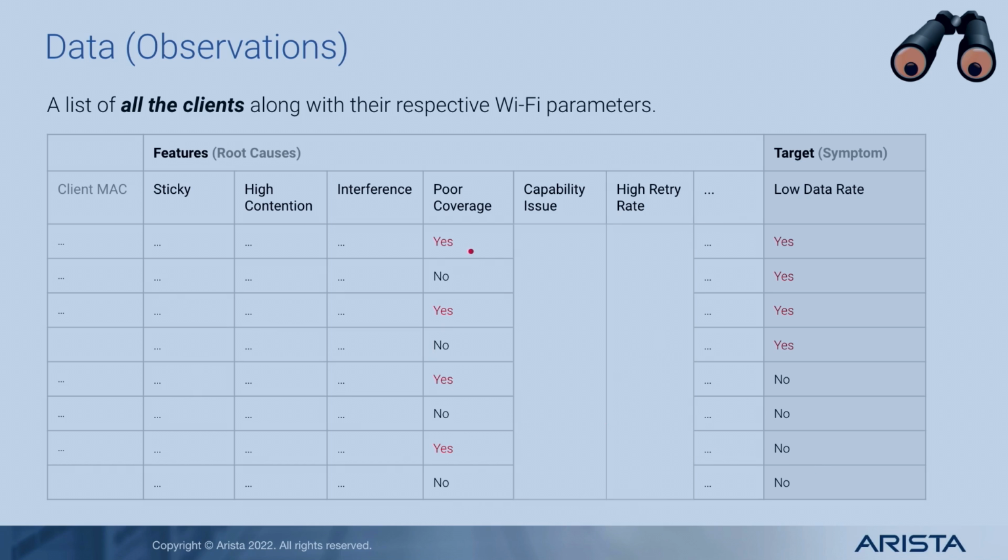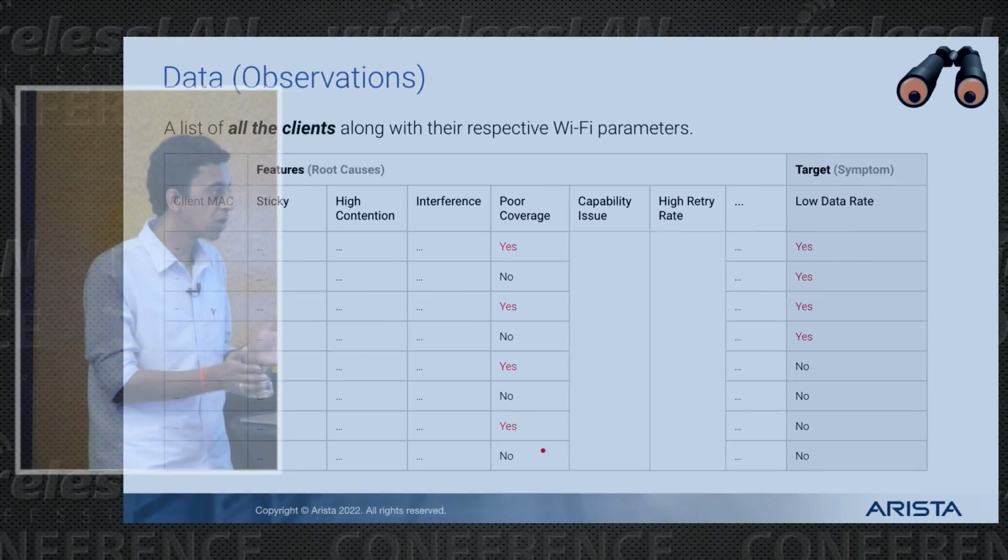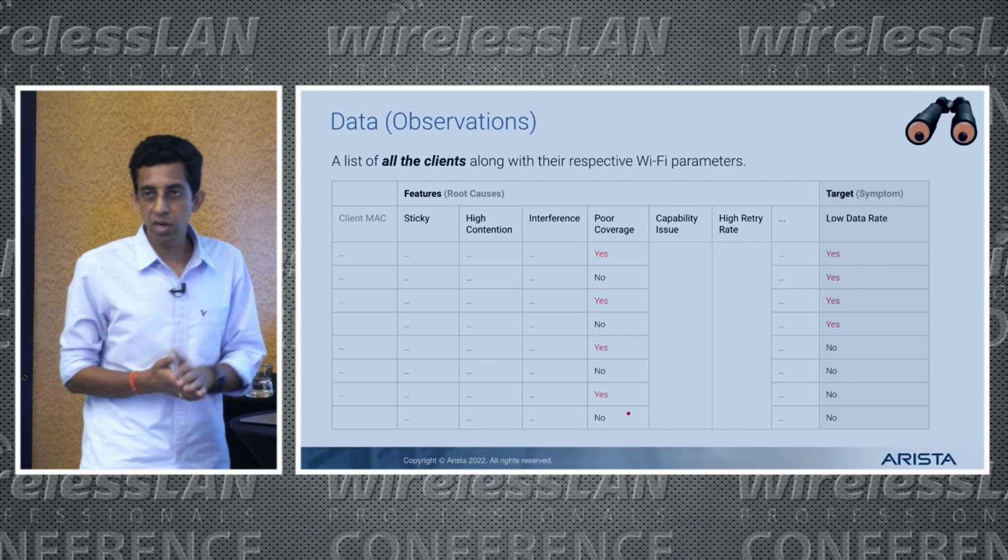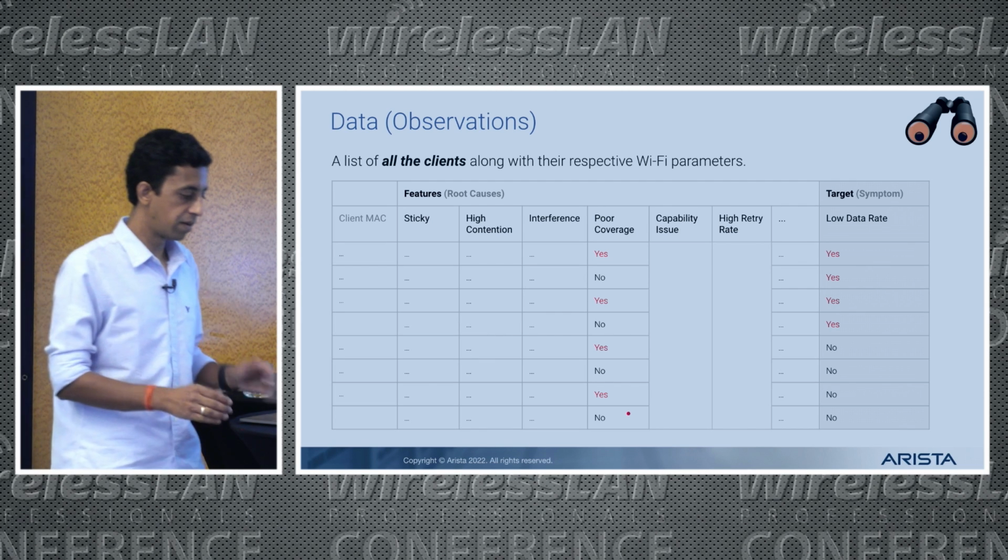And let's start with poor coverage. So some clients are facing poor coverage. Basically, half the clients are facing poor coverage and half are not, right? So do you see any correlation with them? Like, is poor coverage the real reason? No, because pretty much 50% of clients are facing poor coverage and 50% are not for each of these categories, right? So there is no correlation. So calling out poor coverage as an issue is not very helpful.